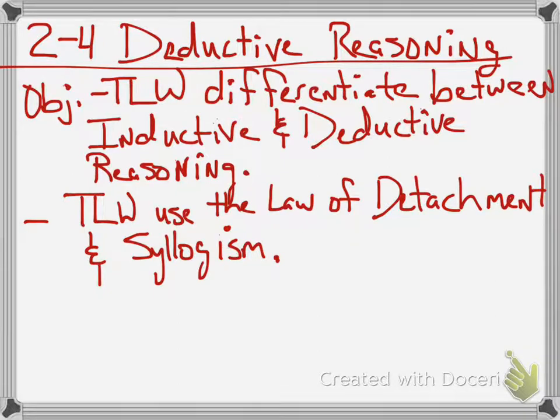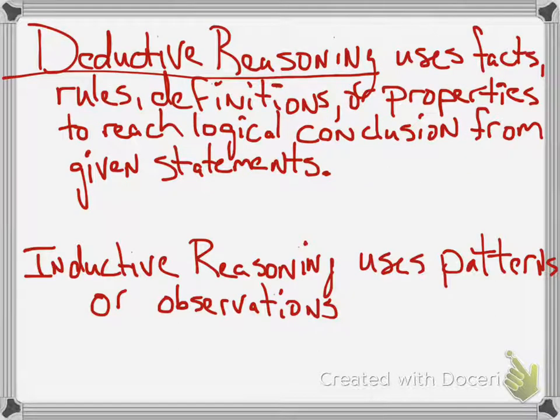So, first off, deductive reasoning uses facts, rules, definitions, or properties to reach a logical conclusion from given statements. Most of what you do when you're proving is deductive reasoning. Inductive reasoning uses patterns or observations, which can have its own flaws. So, keep that in mind. What are some examples?